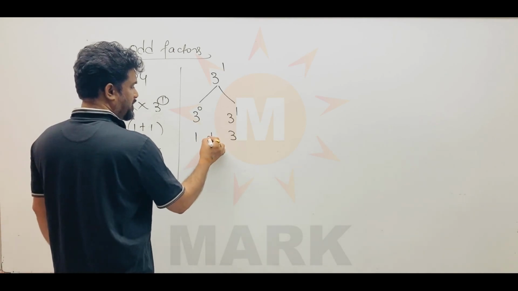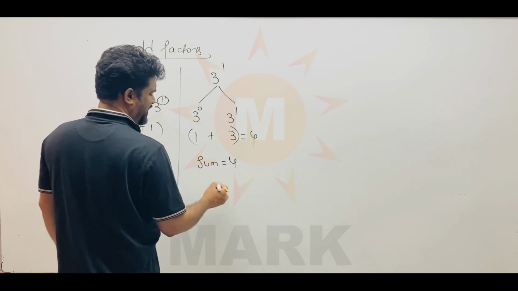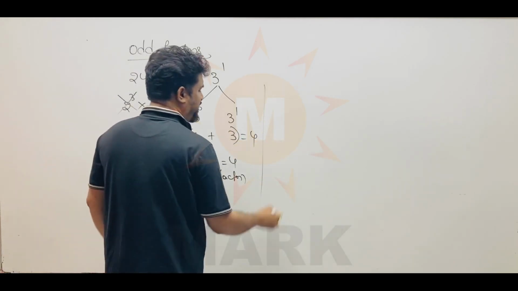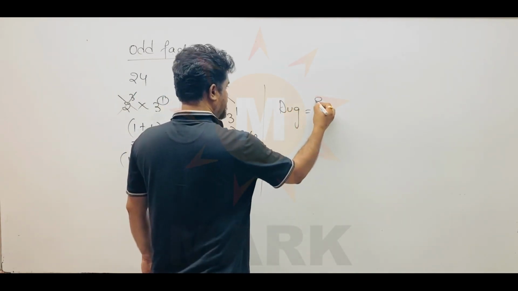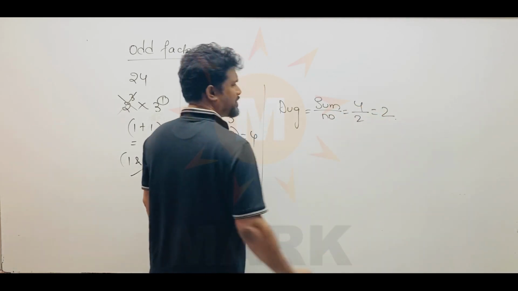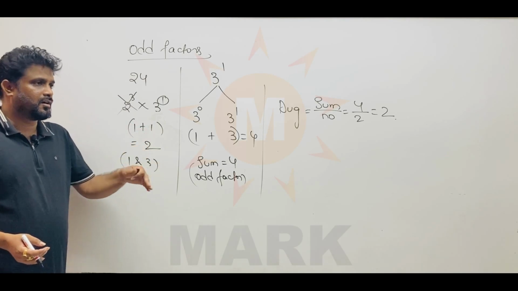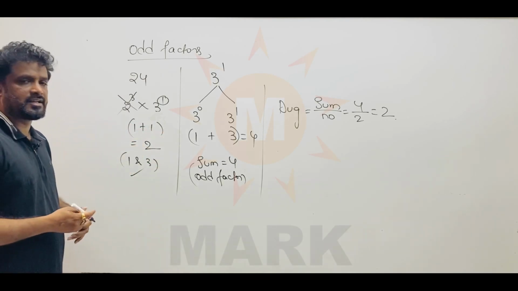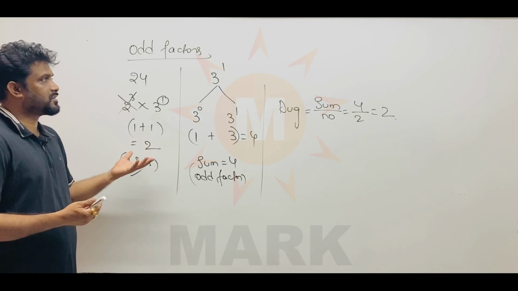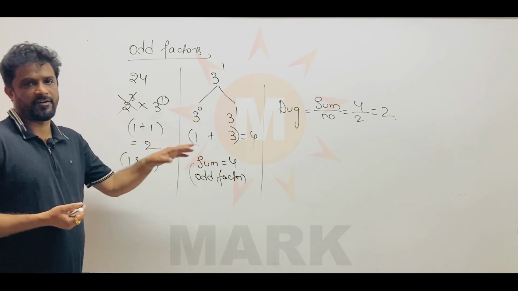So what is the sum? 1 plus 3, that is nothing but 4. So the sum of odd factors of 24 is 4. If you want to find the average, obviously sum by number. So sum by number is 4 by 2, which is nothing but 2. So this is a very easy concept. Otherwise you can subtract the total even factors from the total, then also you can get this number, right? So now I will take another example of 120 and calculate how to get odd factors, and how to get the sum and average of those odd factors also, right?